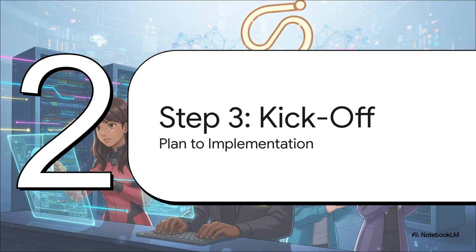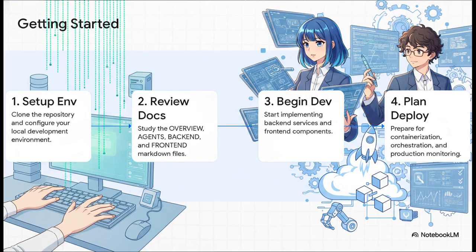Okay, so we've got the theory down, we've got the architecture mapped out, so let's get to the final section. How do you actually start building? Let's talk about kicking off development. The blueprint gives you a really clear roadmap. Step 1, you just set up your local development environment. Step 2, and this is key, you really dig in and review all that architecture documentation we just talked about. Then you can start the fun part, building the back end and the front end, all while you're already thinking ahead and planning for deployment.